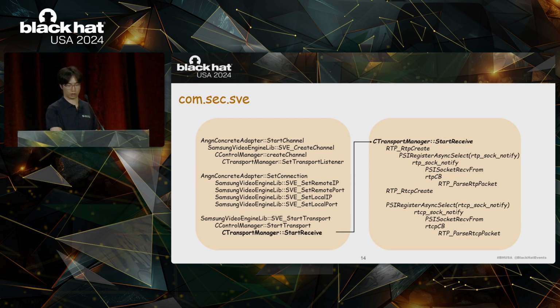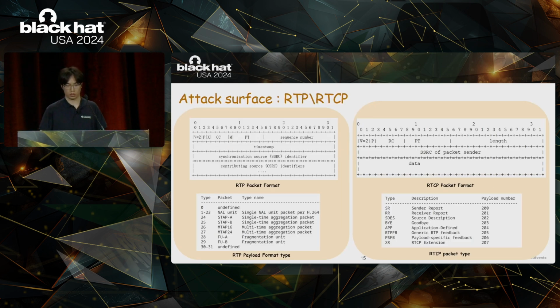On the left, it first starts the channel, then starts the connection as SV start transport starts to collect the packets from the remote. After that, it will call start receive, which is responsible for processing RTP packets in the RTP-CB function, and RTCP packets in the RTCP-CB function. So resolving RTP and RTCP packets is the attack surface we have focused on.